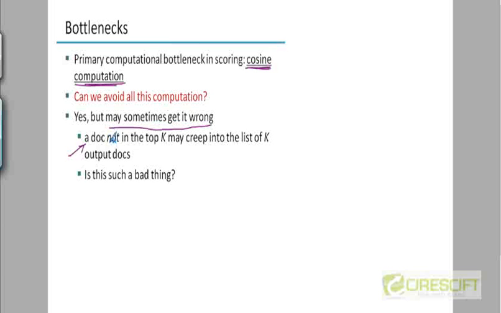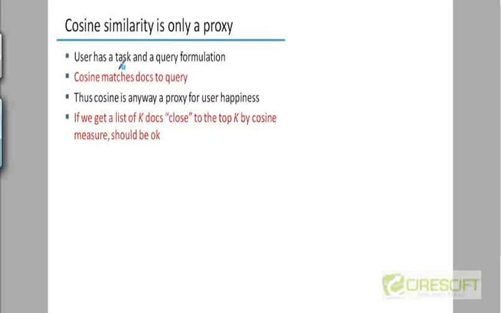And what do I mean by an error? A document that is not strictly speaking in the top k may creep into the list of k items that are output by this optimization or speed up procedure. Now the question is, is that a bad thing? Is it a bad thing to have such errors? And the answer is no, because if you think about what the cosine scores mean, they are actually a proxy for relevance. We are saying that higher cosine scores between a query and a document make the document more relevant to the query.